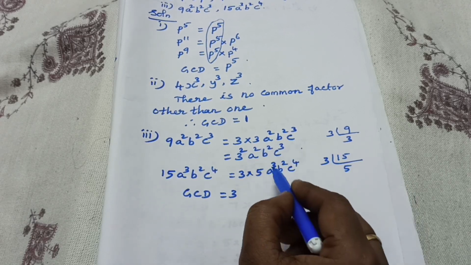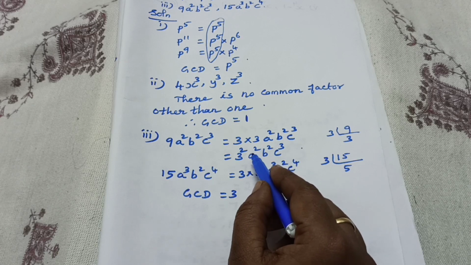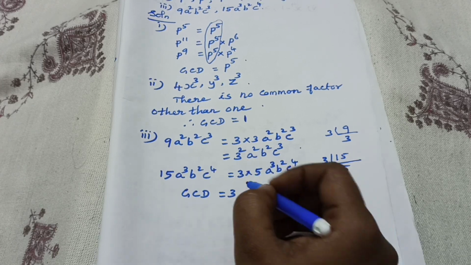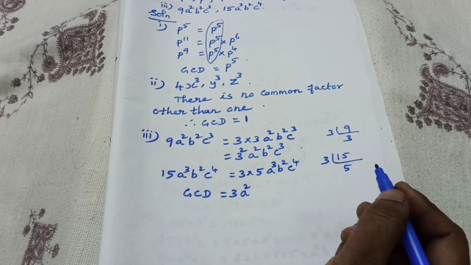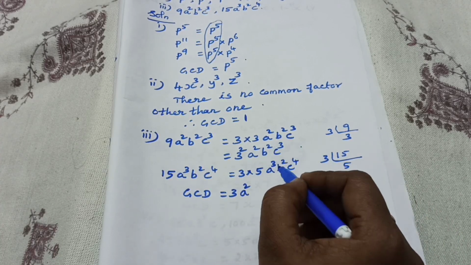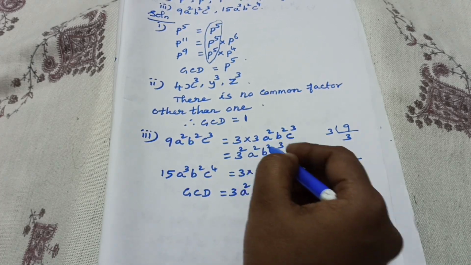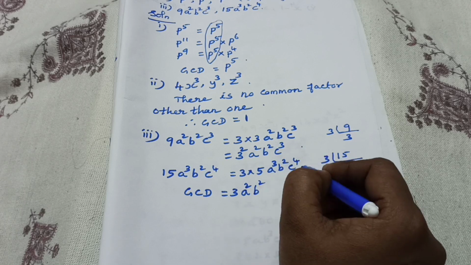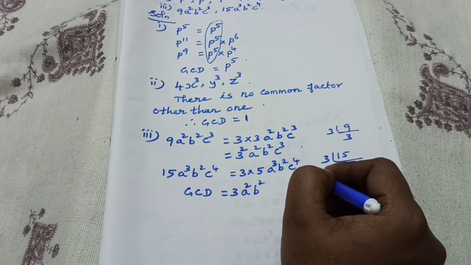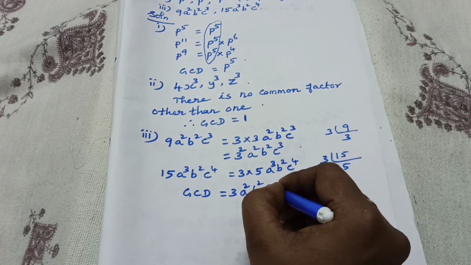Then a square, here a cube is there. Okay, which is the smallest power? A square. Very good. A square, write that a square. Then here b square is there, here also b square. Both are the same. Then write b square. Okay, common term you should write. Here c cube is there, here c power 4. Which is the lowest power? C cube, isn't it? That's c cube, write it.